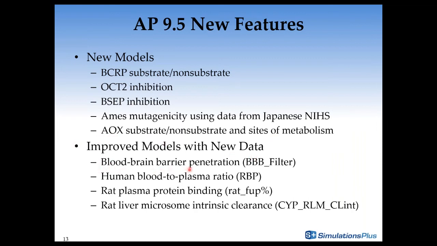The blood-brain barrier penetration model, that's the classification model, human blood to plasma ratio, the rat plasma protein binding, and the rat liver microsome intrinsic clearance.